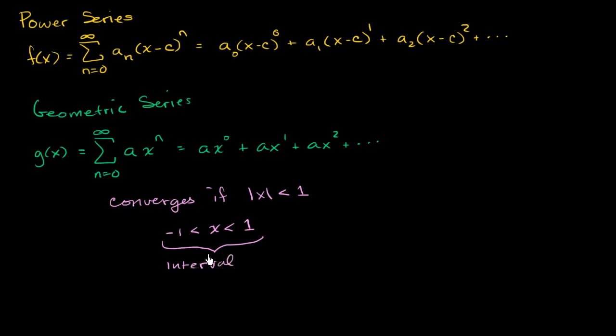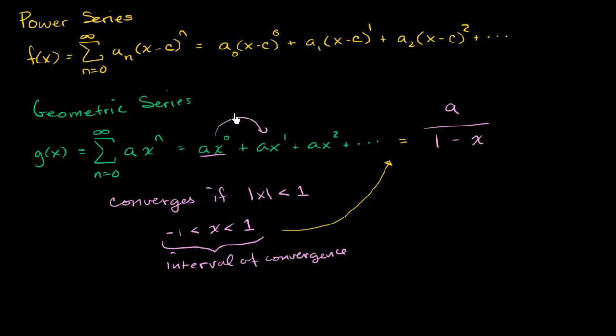Interval of convergence. And so we know that if x is in this interval, this is going to give us a finite sum, and we know what that finite sum is. If it converges, this is going to be equal to our first term, which is just a, over 1 minus our common ratio. What's our common ratio? Well, in this example it is x. Going from one term to the next, we're just multiplying by x.